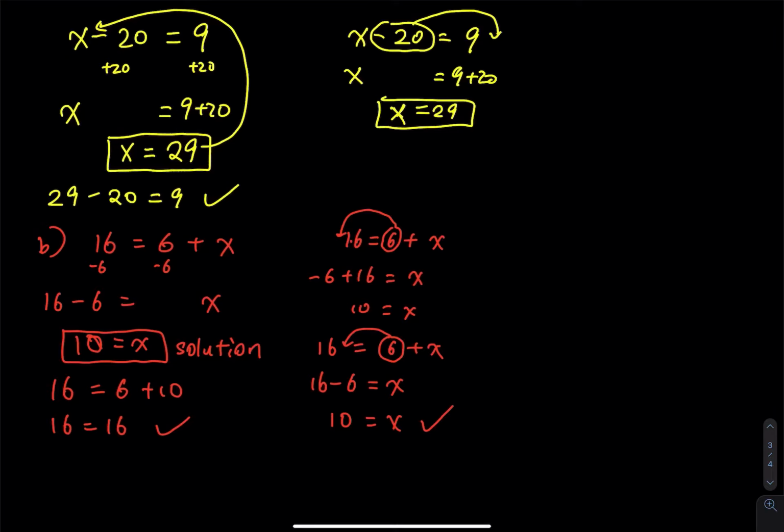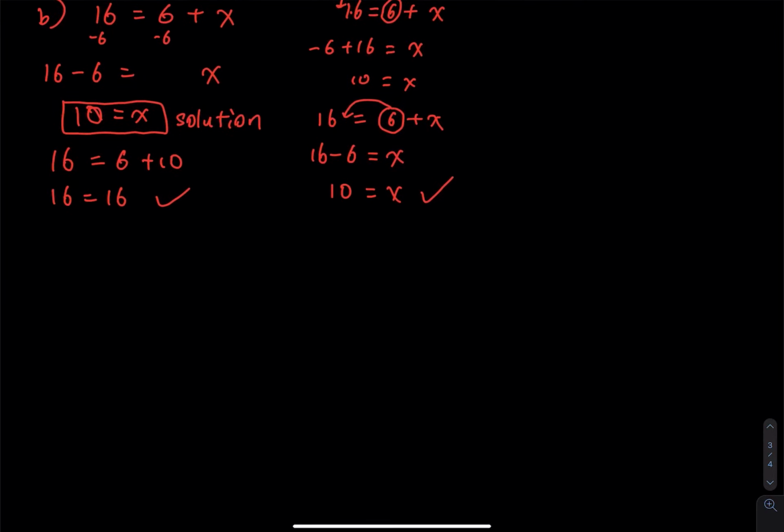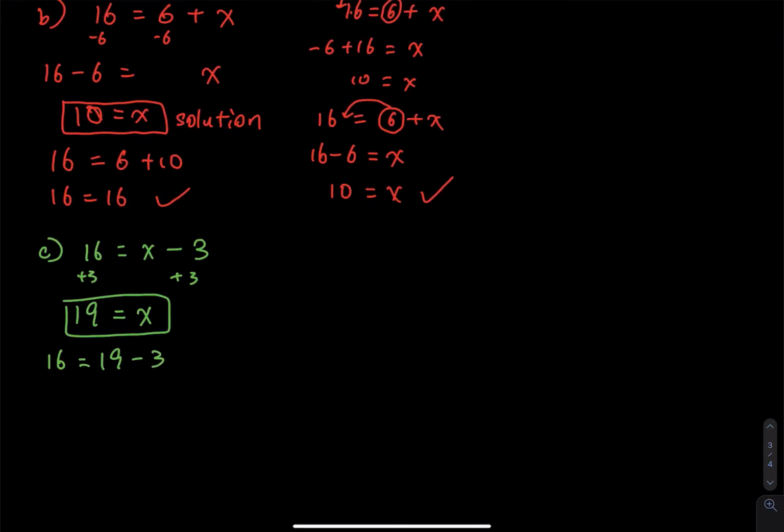So moving on to the next problem, c. We have 16 equals x minus 3. Okay, so minus 3, I will do the opposite, a plus. So we have 16 plus 3 equals 19. Negative 3 plus 3 is 0, so x equals 19. Check, so 16 equals 19 minus 3. We have 16 equals 16, so my answer is fine.